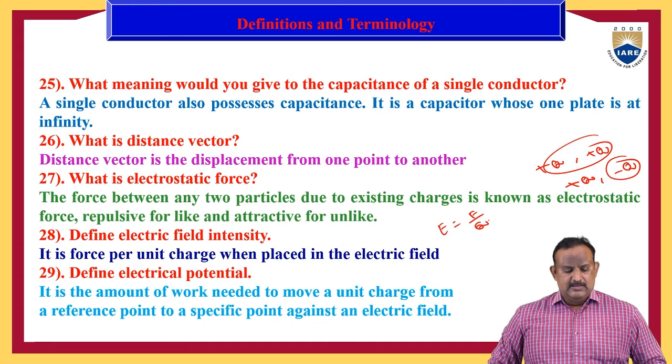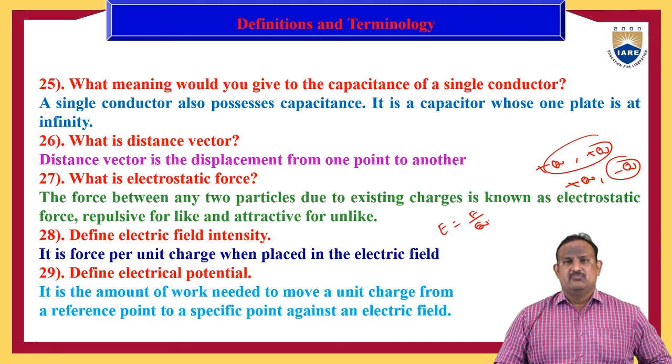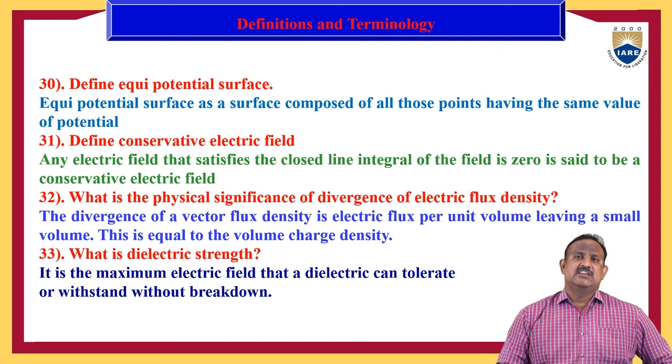Define electric potential. It is the amount of work needed to move a unit charge from a reference point to a specific point against an electric field. Define equipotential surface. An equipotential surface is a surface composed of all those points having the same value of potential. So if the potential is the same at all the points, then we can call it an equipotential surface.